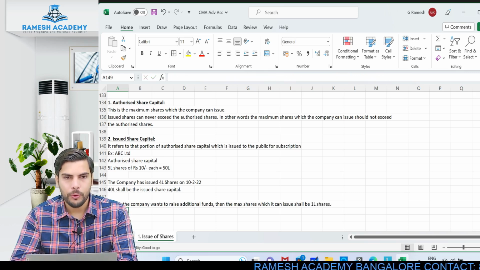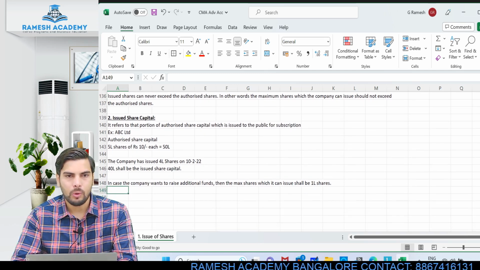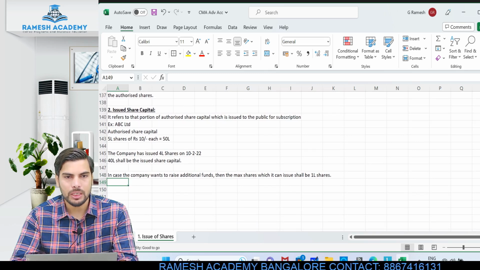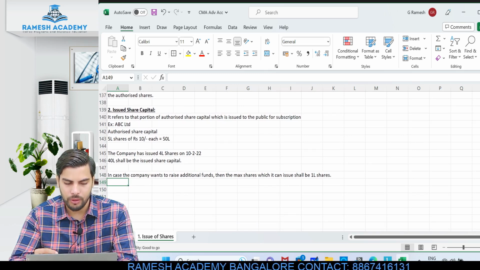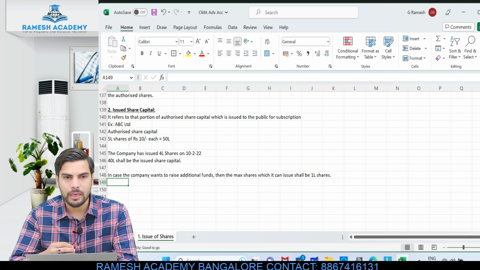Hope you guys understood this. Clear about the meaning of the term authorized share capital? So what is authorized share capital? This is the maximum shares which the company has got authority to issue. At no point of time can the company issue more than what it is authorized to issue. Clear?